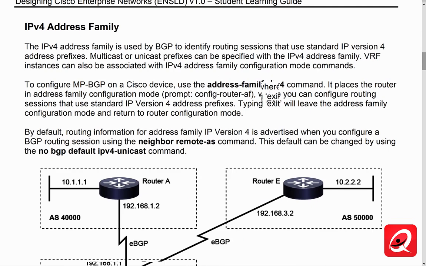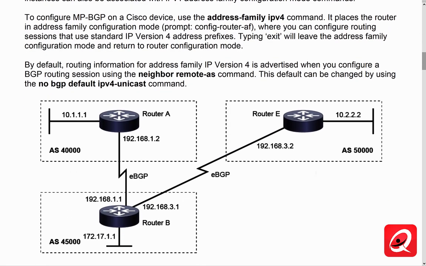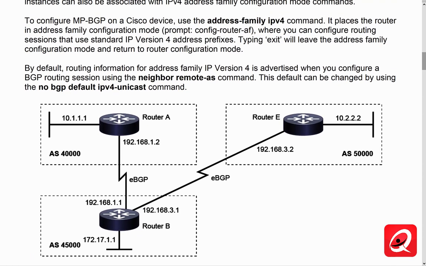So let's start by talking about the address family that has always existed in a sense, the IPv4 address family. As the name implies, the IPv4 address family is used when we want to provide for routing of BGP IPv4 prefixes. And these can be either multicast or unicast prefixes within the address family. We can also create virtual route forwarding instances that can be associated to these various IPv4 address family configurations under the IPv4 address family configuration mode. Now, again, this particular class does not get into the specifics of doing this configuration. That's not the goal of this class.